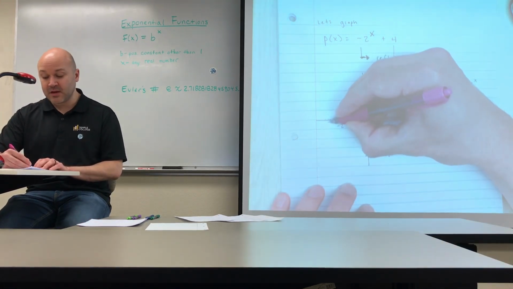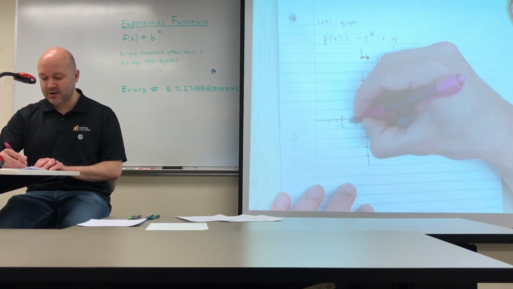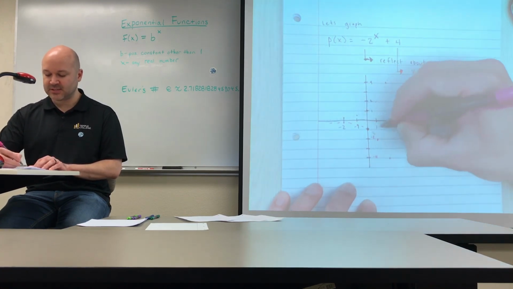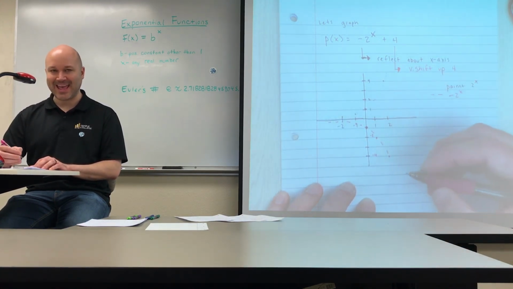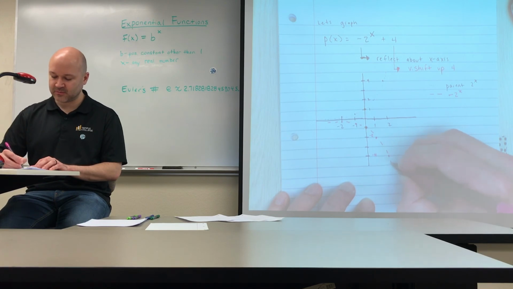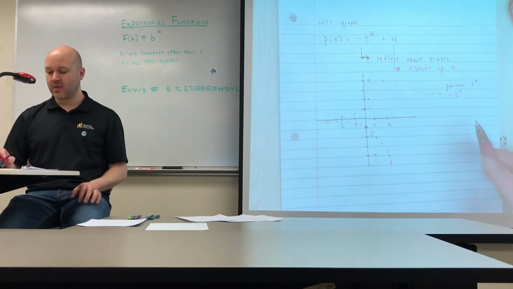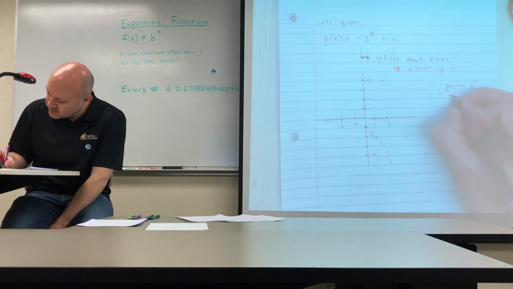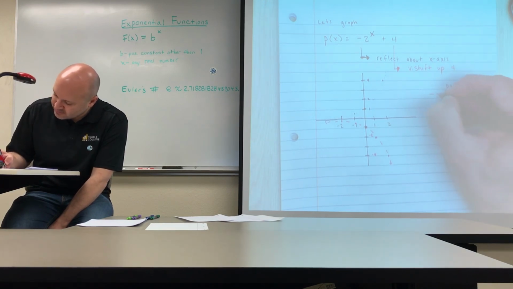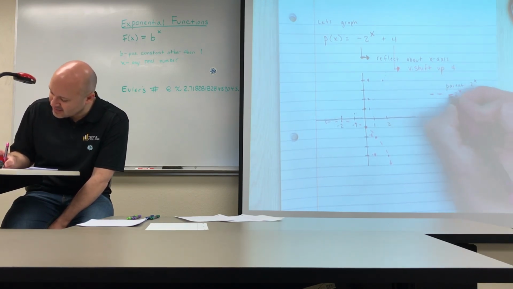What I have in pink is not the final product, it's just the first step. I took care of my A transformation first. That is negative 2 to the x. These are dashed lines, and this is a negative.